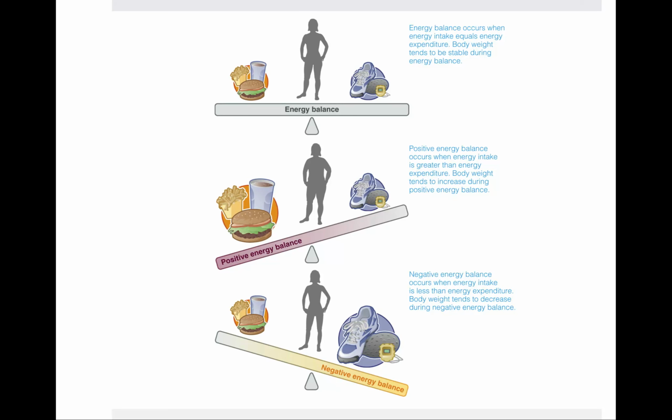Now, you can slip into positive or negative energy balance. Positive energy balance is when you gain weight because your energy intake is greater than your expenditure. So you can see the silhouette, she's gotten a little more plump. And that's because on the scale of energy balance, her food intake outweighs that of her exercise.